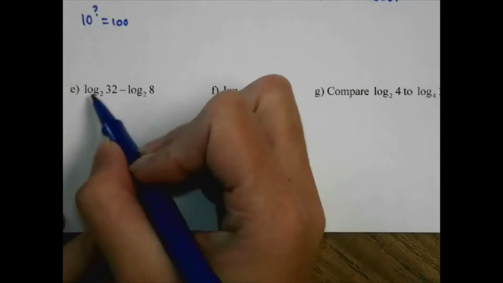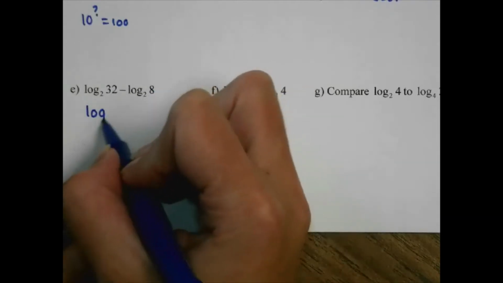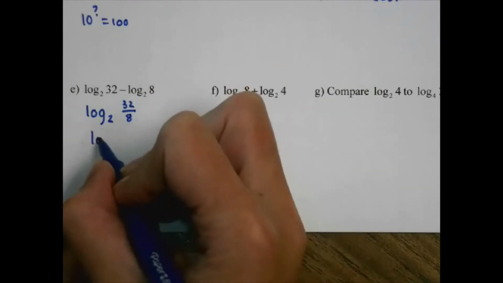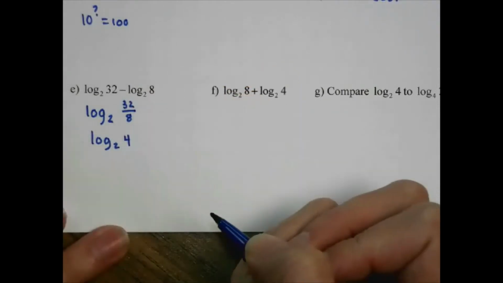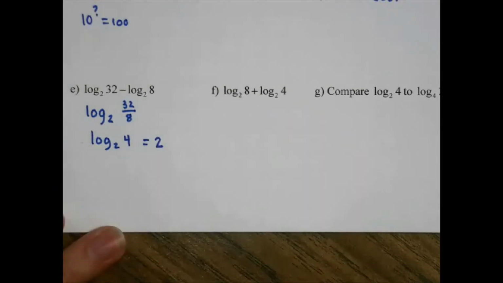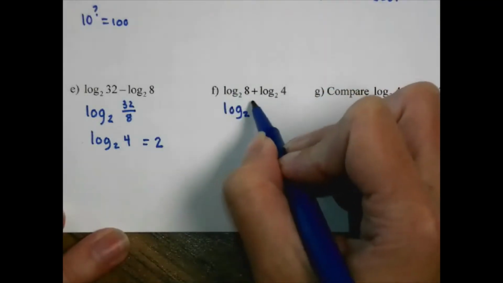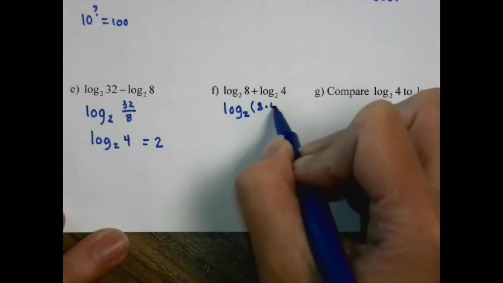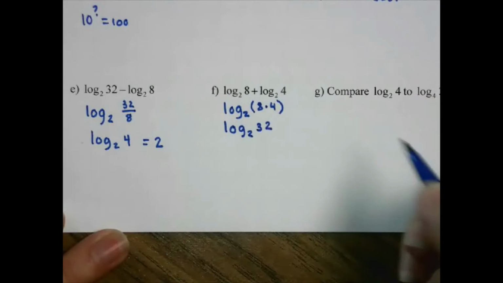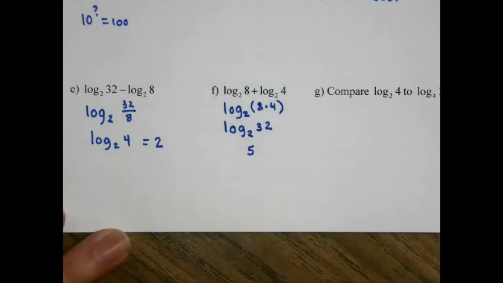Okay, using the properties, log base 2 of 32 minus log base 2 of 8 is equal to log base 2 of 32 divided by 8, which is log base 2 of 4. So 2 to what power equals 4? 2. Here we have log base 2 of 8 times 4. So log base 2 of 32. So 2 to what power is 32? That answer is 5.